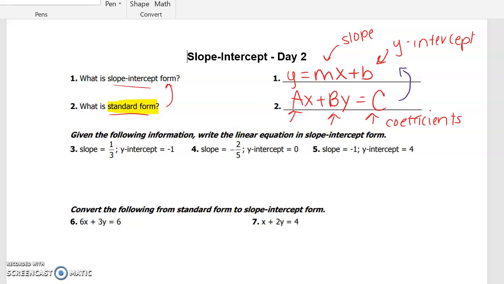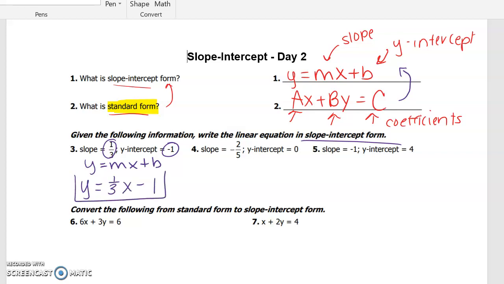So before we do that, we're just going to go through and do a couple practice warm-up examples of what we worked on yesterday. All right, so for 3, 4, and 5, I gave you the slope, I gave you the y-intercept, and we're just going to work on writing an equation in slope-intercept form. Okay, so again, y equals mx plus b. I'm going to plug in my slope. I'm going to plug in my y-intercept. So if I do that, my equation becomes y equals 1/3 x minus 1.